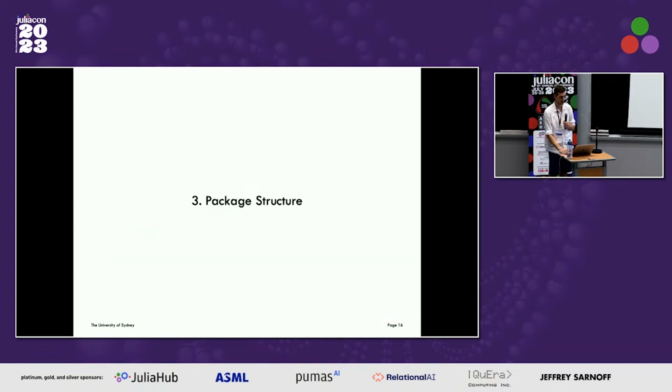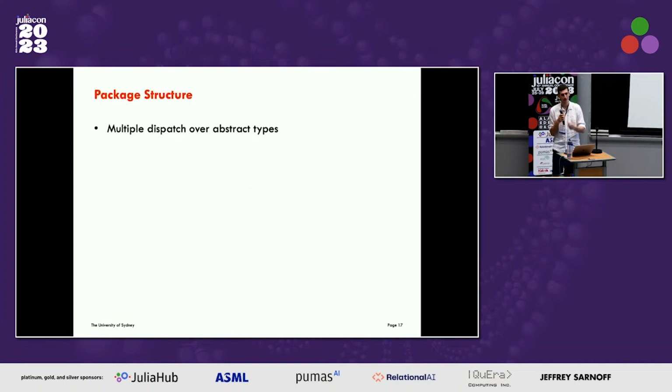So I'll take you through that now, and you'll get to see a little bit more Julia code from now on. So the package structure, like I said at the start, is that we do multiple dispatch over some abstract types.